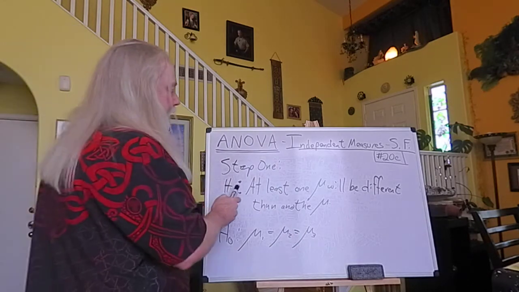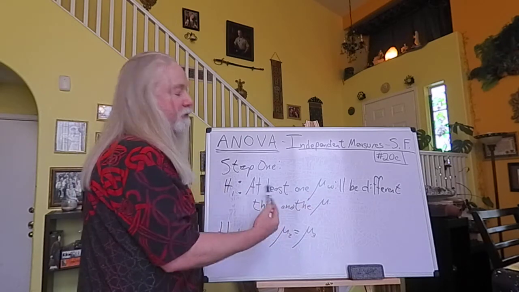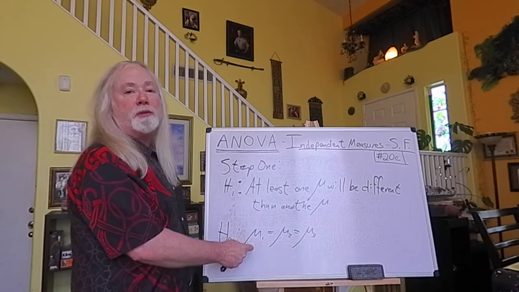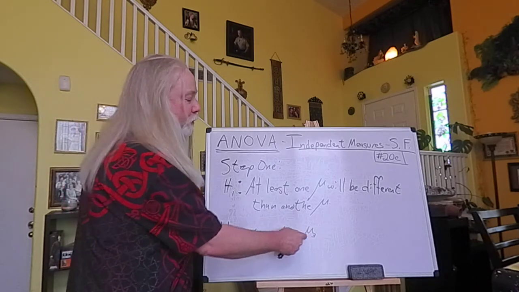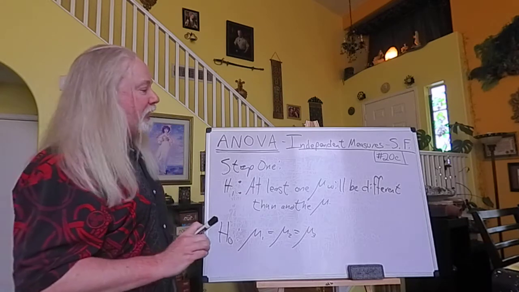So, the alternate hypothesis is at least one treated population mean will be different from another, kind of doesn't matter there. And the null hypothesis: treated population mean 1 will equal treated population mean 2 will equal treated population mean 3. Now just a quick note on scoring here for your quizzes and exams.